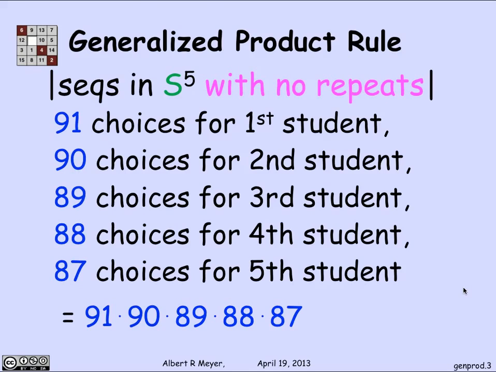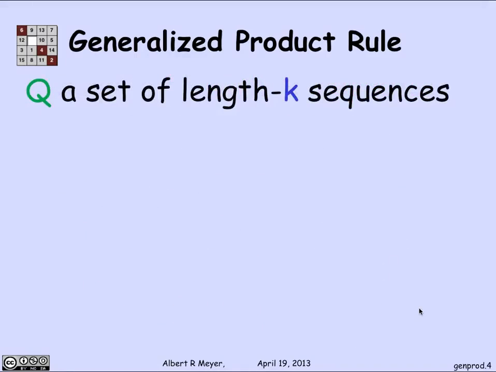Now, one nice way to express the 91 down to 87 in terms of factorials is it's 91 factorial, which is the product from 1 to 91, divided by the product from 1 to 86, which cancels out the first 86 terms in 91 factorial, leaving you with exactly the 87 through 91 product. So the second rule is a sort of obvious generalization of the bijection rule, but I'm getting ahead of myself.